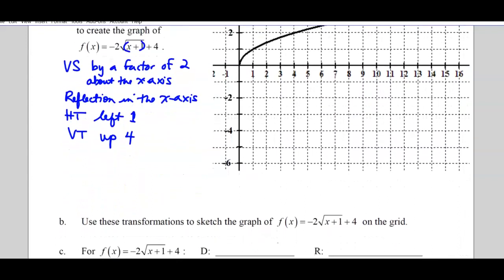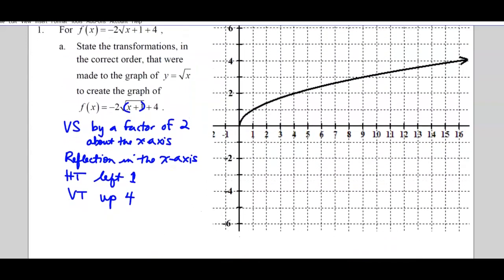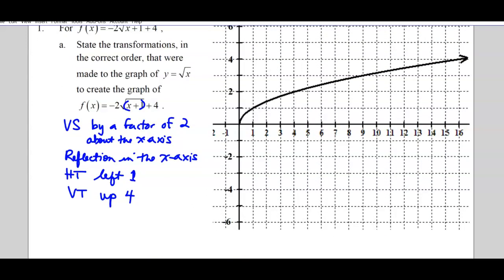So then it says use the transformations to sketch the graph. Just like we did in the transformations unit, we've graphed the original for you. So take nice points. So 0, 0. Stretch is not going to change it. Reflection, not going to change it. 1 left, 4 up.